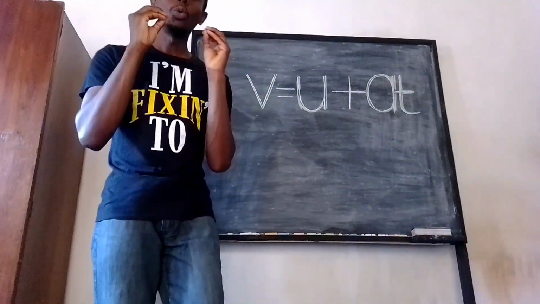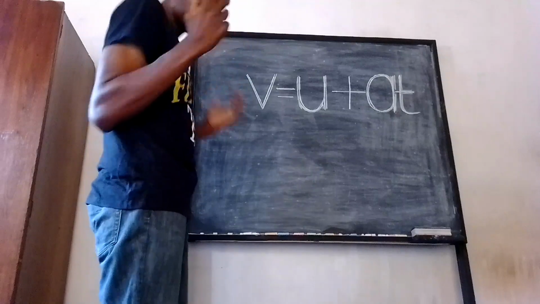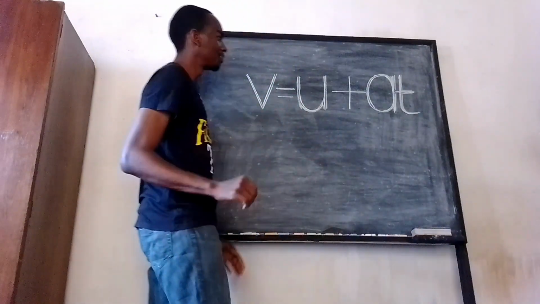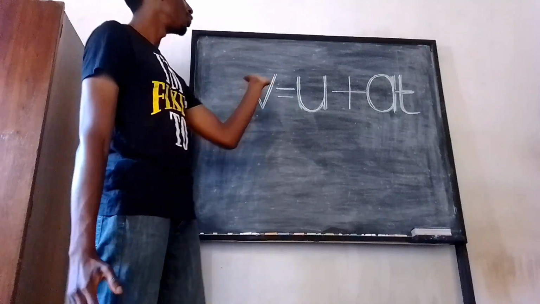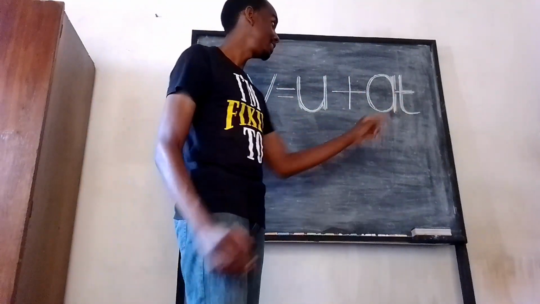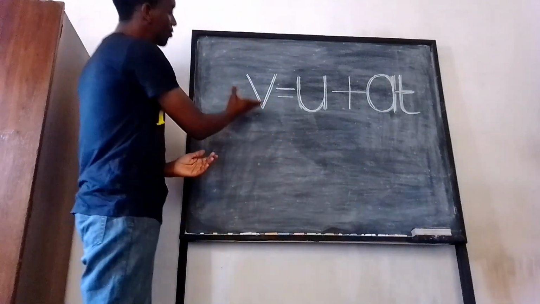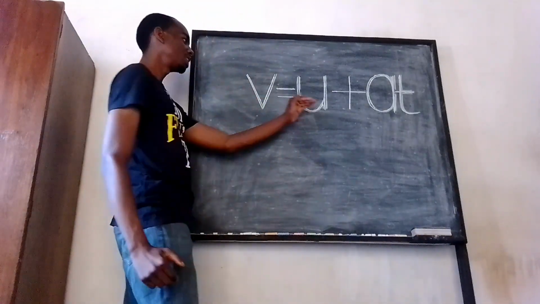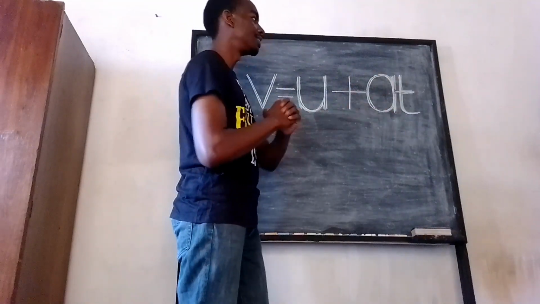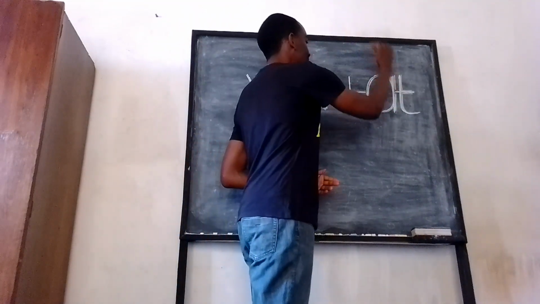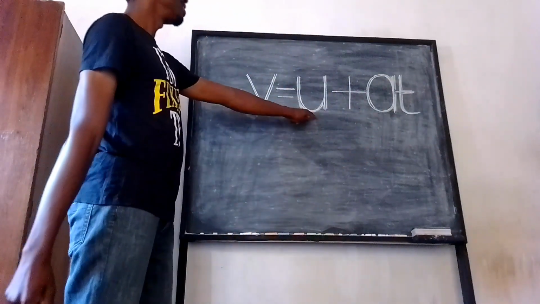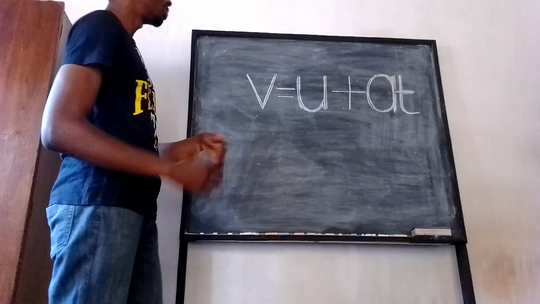In this video we're going to be looking at arguably one of the most common equations in physics, the simple equation of motion: v equals u plus at. What is v? V is the final velocity. What is u? U is the initial velocity. What is a? A is the acceleration, and t is the time. Time for what? Time taken to move from the initial velocity to the final velocity.